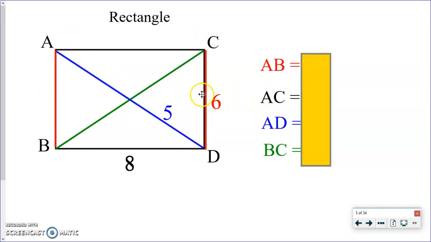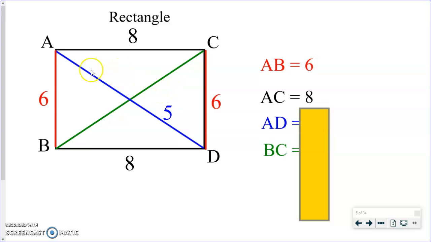So here, since it's a rectangle, the opposite sides, all that stuff still applies, just like any other parallelogram. The opposite sides are congruent. So AB is 6. What would AC be? That's right, AC would be 8. It's the same as its opposite side here.